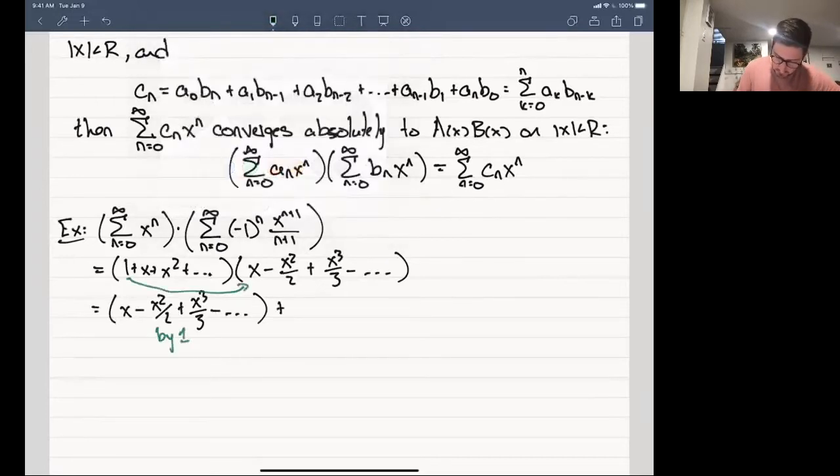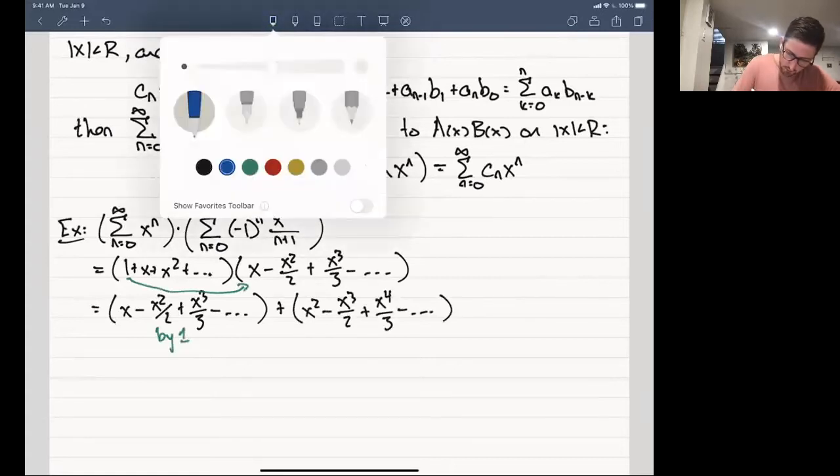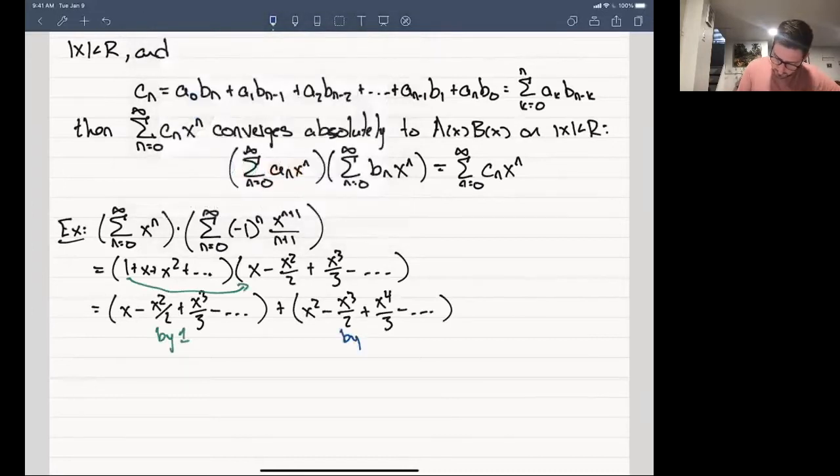And then plus, let's multiply the x into this thing. So I get x squared minus x cubed over 2 plus x to the 4 over 3, and so on. Again, we'll use a different color. We'll say "by x," and that is the x going into this. I know it's getting messy, but I hope that the colors are helping you to parse this out.